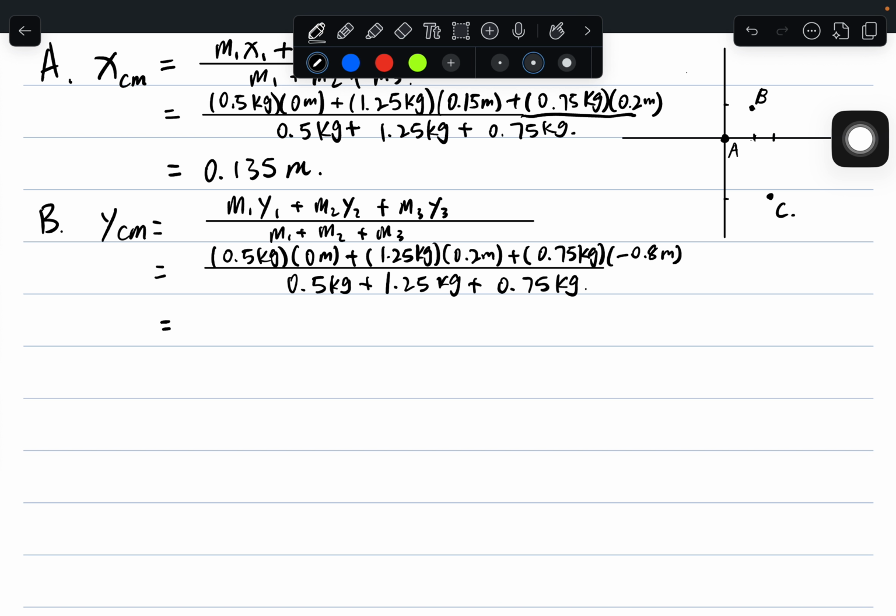After the calculation, we get negative 0.14 meter. So the coordinates of the center of mass will be 0.135 meters, negative 0.14 meters.